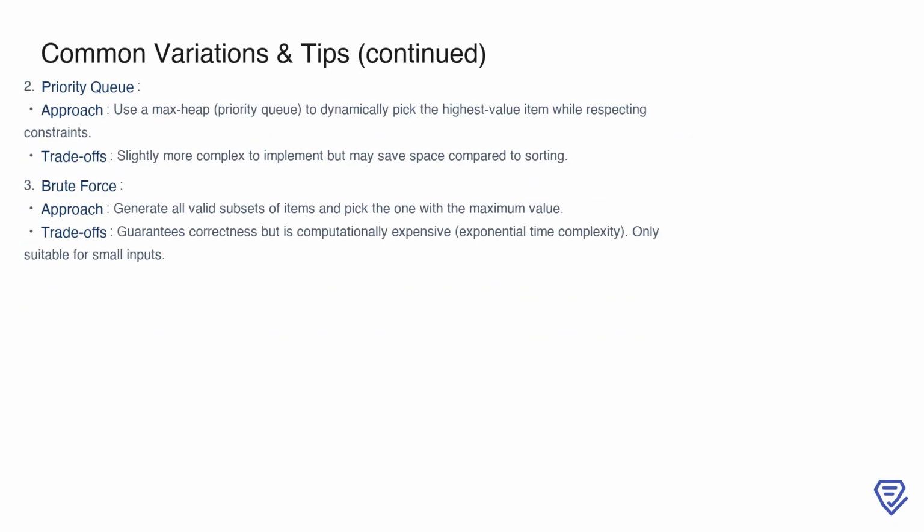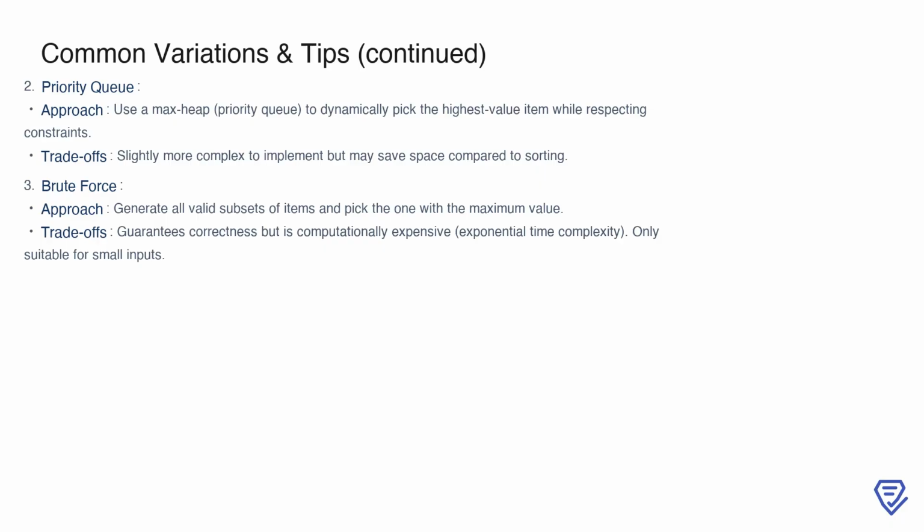Using a priority queue is another effective strategy. With this approach, you dynamically pick the highest value item at each step while ensuring constraints are respected. This involves using a max heap to manage items and can be slightly more complex to implement than sorting, but it may save space in certain scenarios.